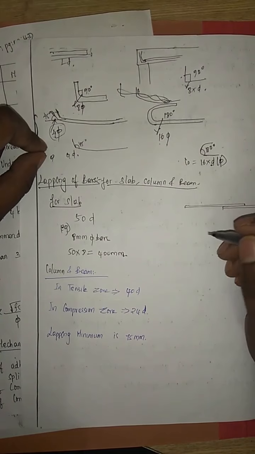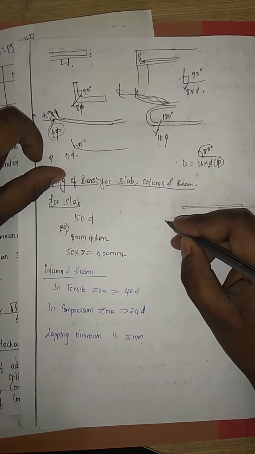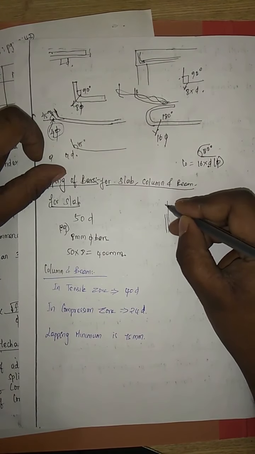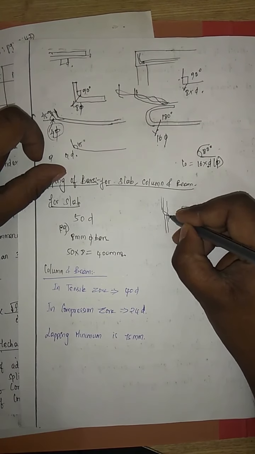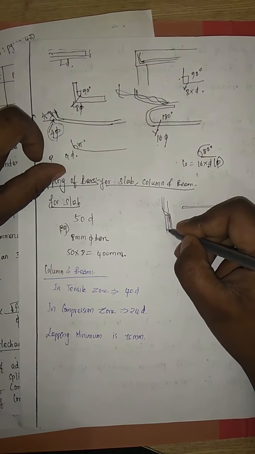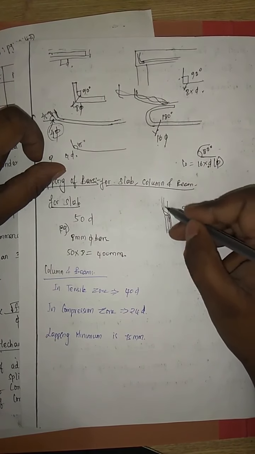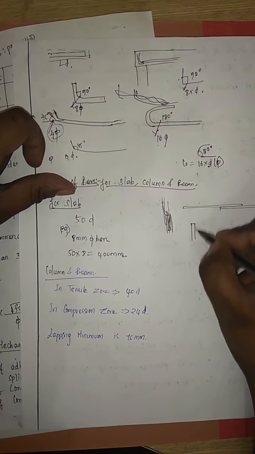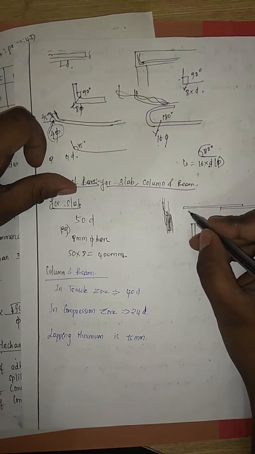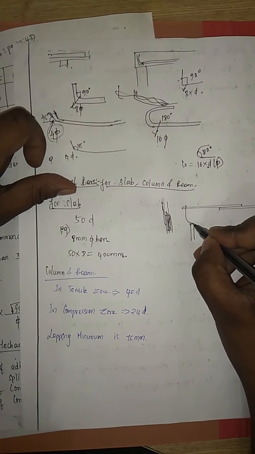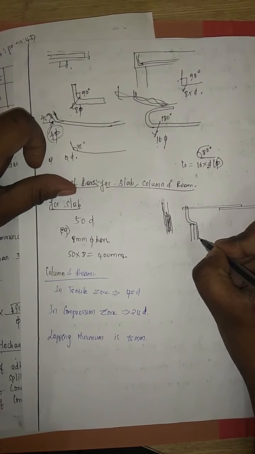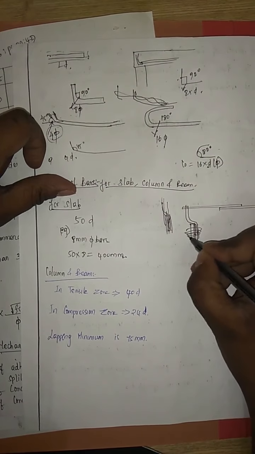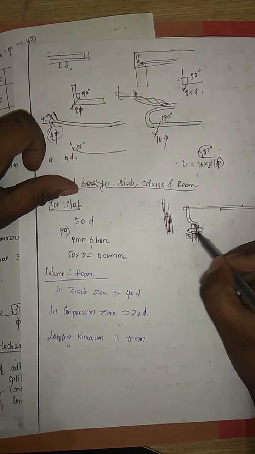What is lapping of bars? Lapping of bars is nothing but tying another bar to have more length. In order to give more length, I will draw it. This is one bar. If I want to extend the length of this rod, what I am doing is tying another bar over this bar, with steel wire. So this process is called what?